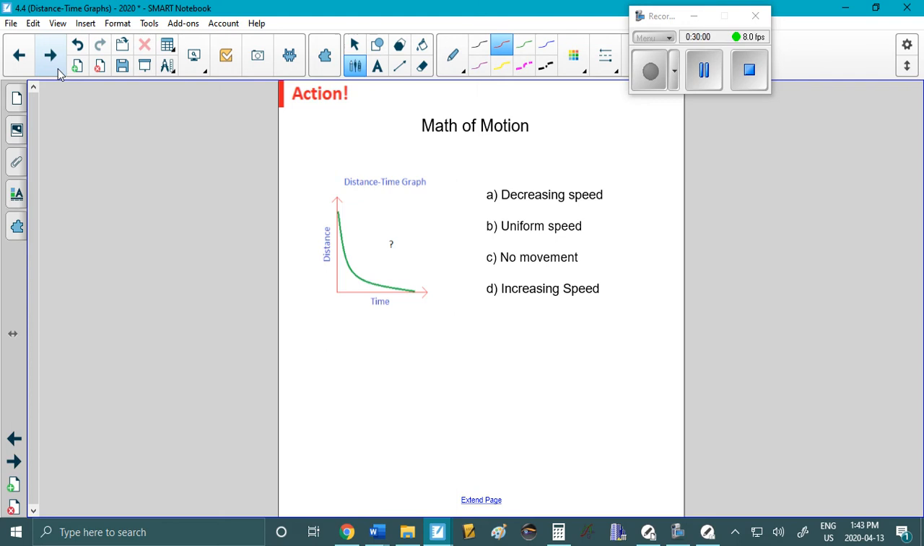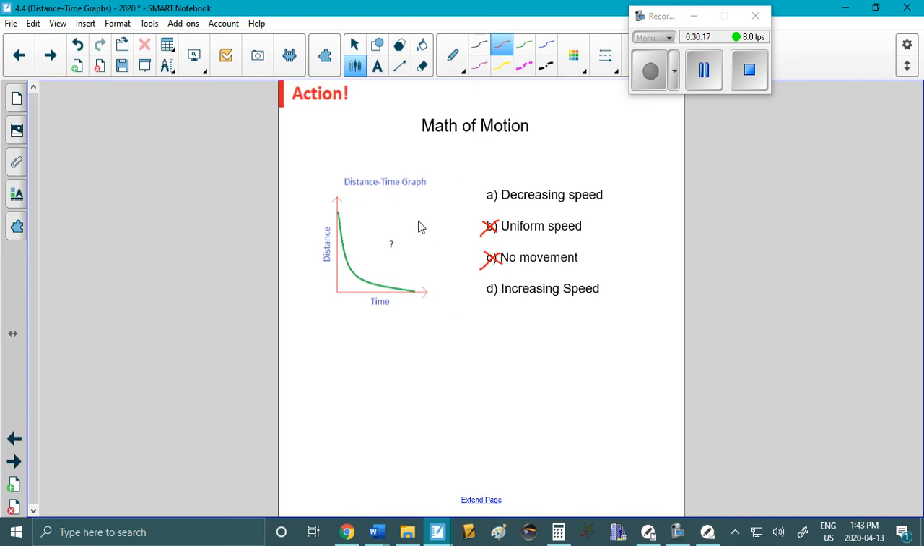Okay, the second one, please pause and try to answer this question. Please pause now. Okay, so first of all, we see that it's a curved line, so it's not uniform. It's not a flat line, so it's not no movement. So the speed here is either decreasing or increasing.